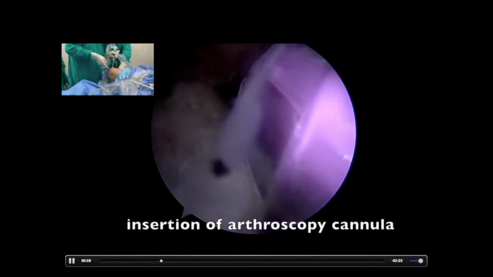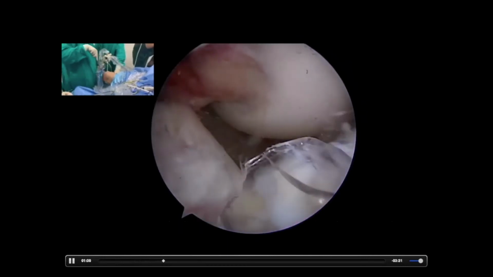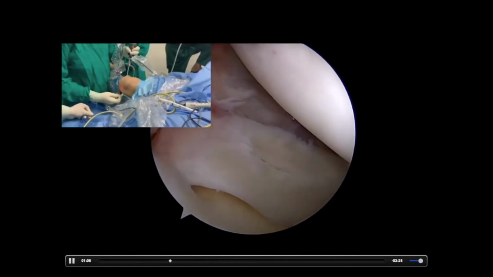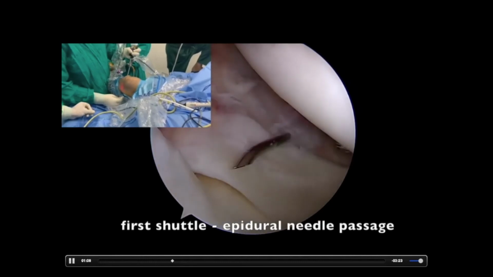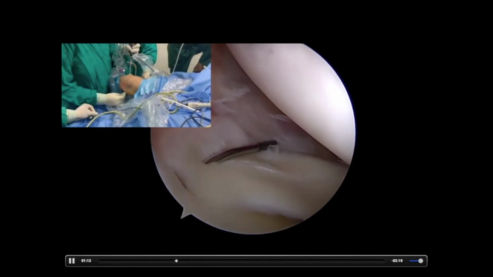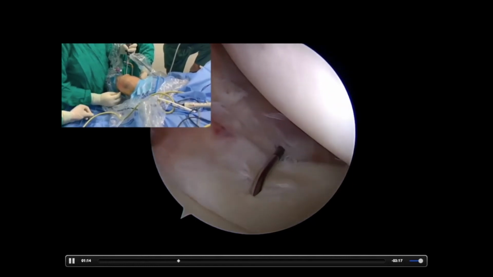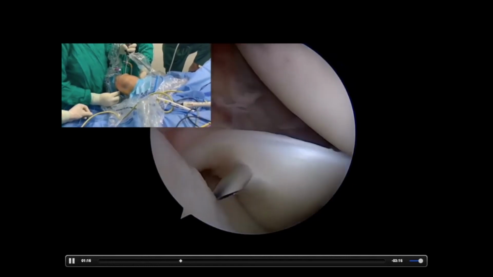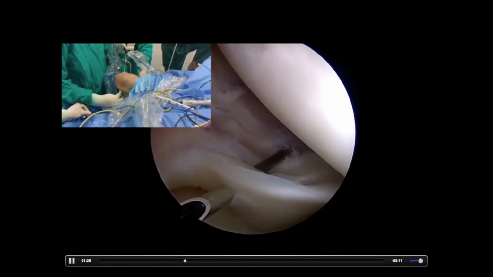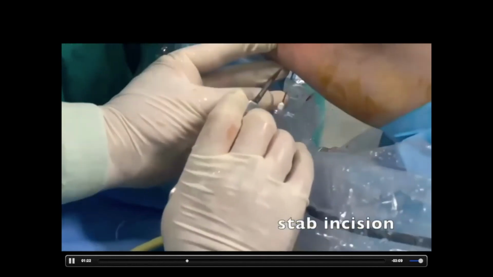Now we insert the cannula for good suture manipulation from the anterolateral portal, and we now insert the 18 gauge epidural needle, and it comes from the superior aspect of the meniscus, the central flap of the meniscus, and it pierces the inner free flap of the meniscus from superior to inferior.